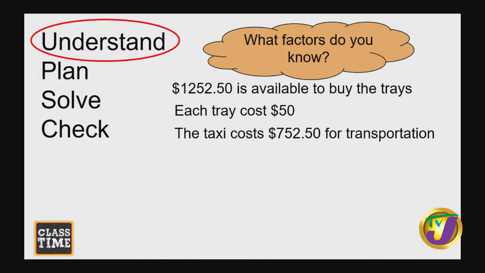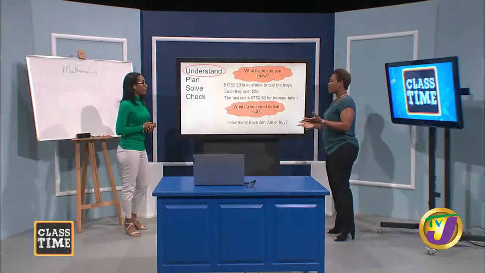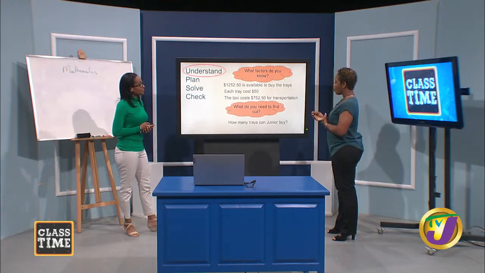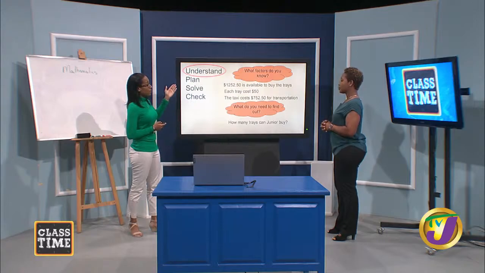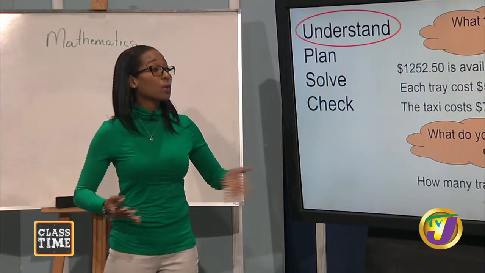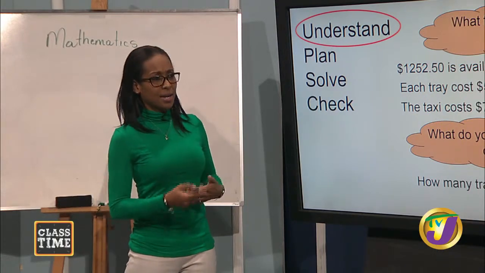So in knowing these, we now understand Juna's problem. But before saying that we definitely understand, we know what he has, and we need now to figure out what he needs, which we said already: he needs to figure out how many trays. So we need to know what we are working towards. What is the problem that we have? So in understanding the problem, we need to look at the factors that we have, and we also need to know what we need to find out. That's the understanding process.